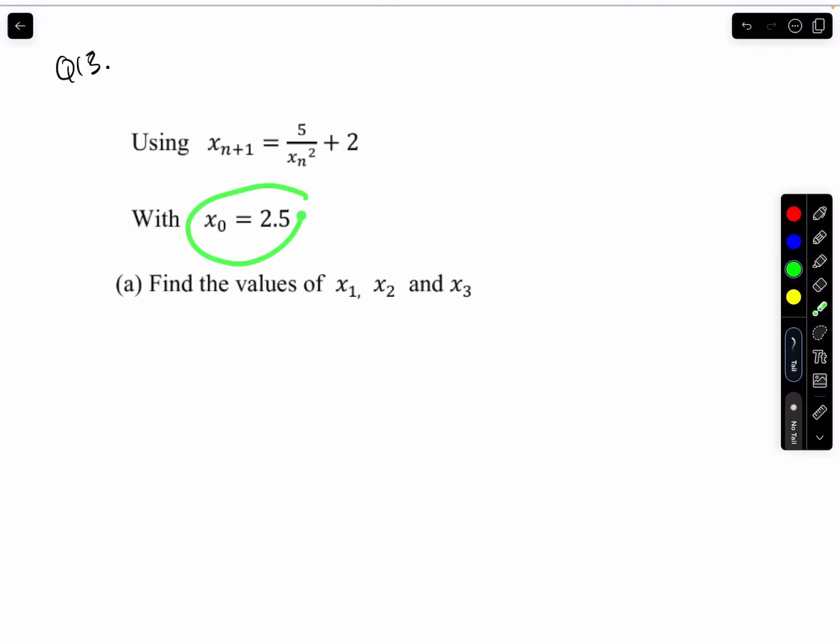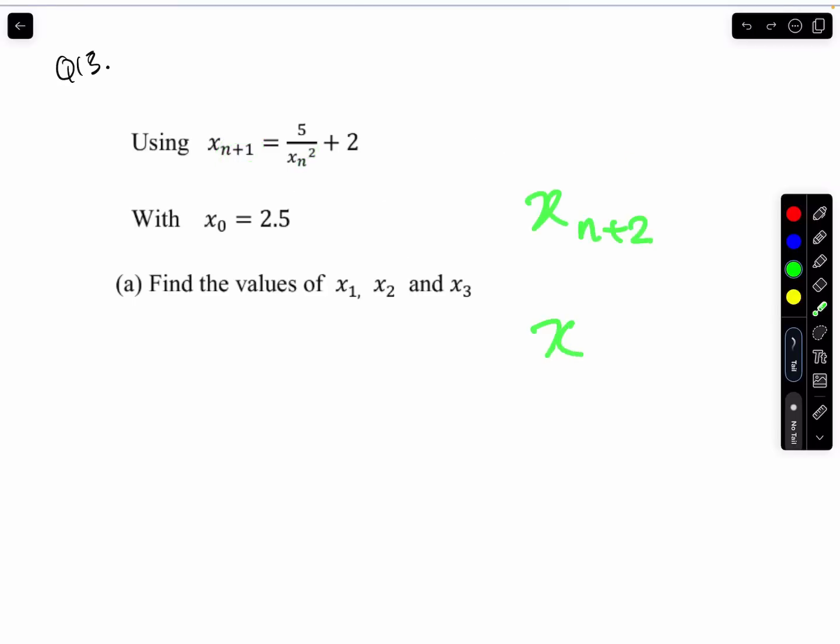So you're starting with a value, and you have to find x1, x2, x3. I'll just quickly explain the mechanism of this. In this equation, you've got x n plus 1 and then you've just got x n. Ignore the square here. So if you've got x n plus 1, x n would mean the one before it, because if I have x n and I write the next term, that would be n plus 1. If I write the term after that, that would be x n plus 2.